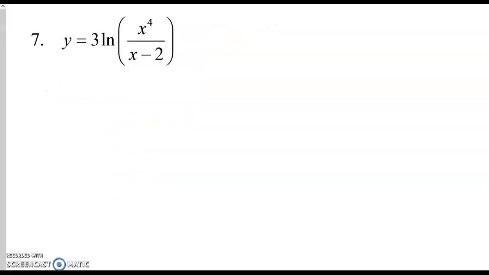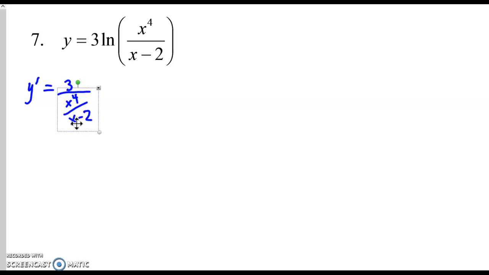Looks good. Can number 7 be simplified at all before we take the derivative? I don't see any way that this can be reduced or simplified. Okay, so let's do that. The derivative of y is going to equal, now we've got the coefficient 3, that stays here in the numerator, and it's going to be 1 over, 3 times 1 will just be 3, 1 over x to the 4th all over x minus 2.